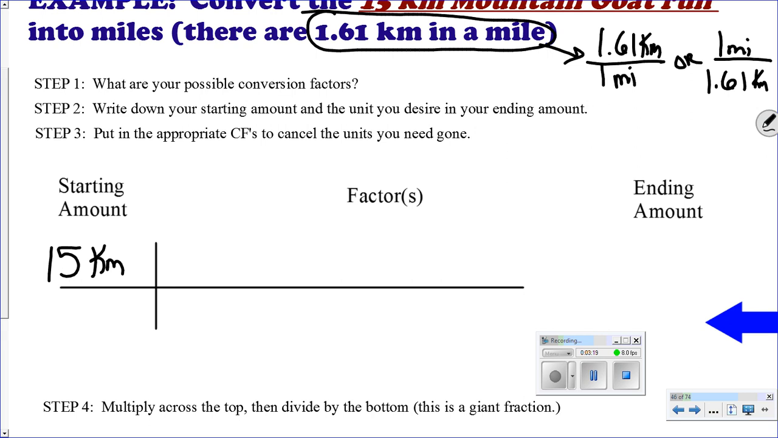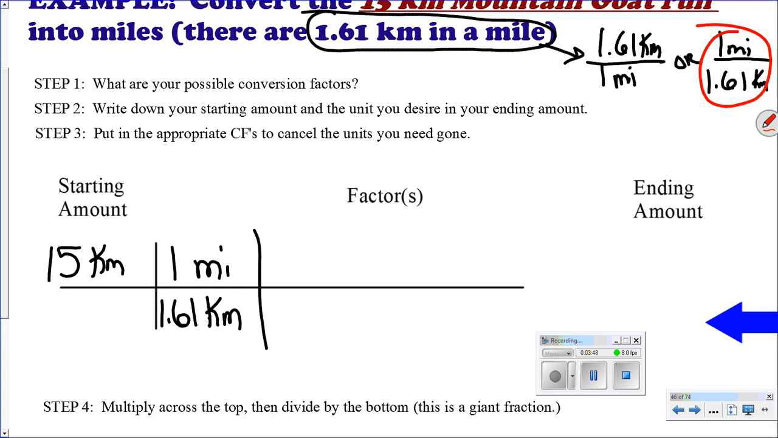And my conversion factor, what I want to be able to do is cancel this. Now, as you hopefully remember from math, in order to cancel something, we have to have it on the bottom. So if there's something on the top, we need something on the bottom to get rid of it. So this tells me that I'm going to want to use this factor since kilometers are on the bottom there. So I'll say 1 mile is equal to 1.61 kilometers. Then I can go ahead and cross out my kilometers.